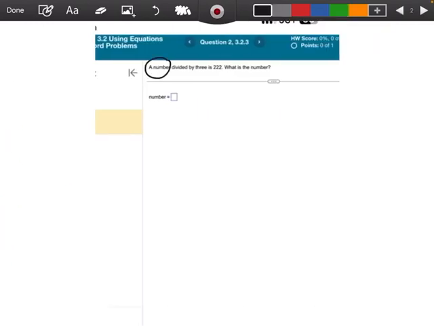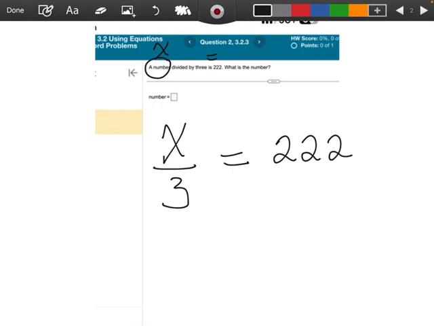Okay, a number. Remember, when I see the phrase a number, I'm going to write X. Now, look what it's telling me. Divided by 3. So I'm going to divide it by 3. Is, y'all, means equals the number 222. Okay, now we're trying to find the number.